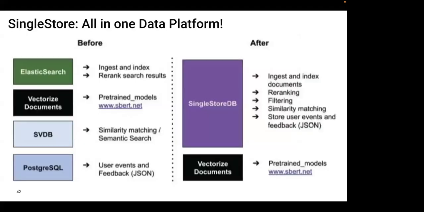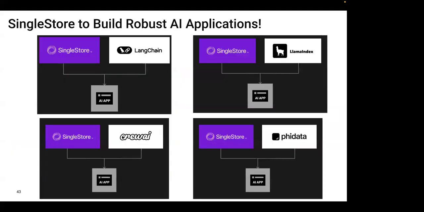So at SingleStore, what we propose is that you can have SingleStore as an all-in-one data platform that can ingest and index documents in milliseconds, and can do re-ranking and similarity matching. You don't need a specialized vector database just to store your vector embeddings, because SingleStore supports all types of data. SingleStore helps you build robust AI applications, because we have amazing integrations with popular frameworks: LangChain, LlamaIndex, CrewAI, and Phidata.